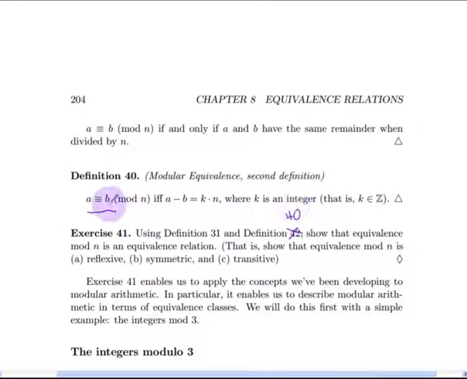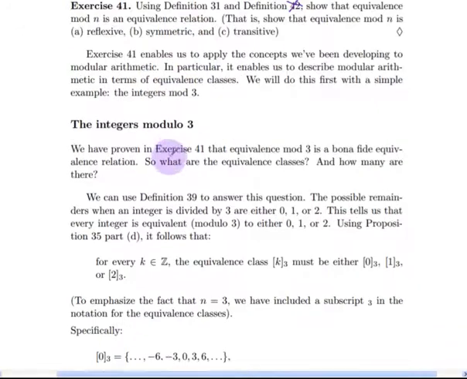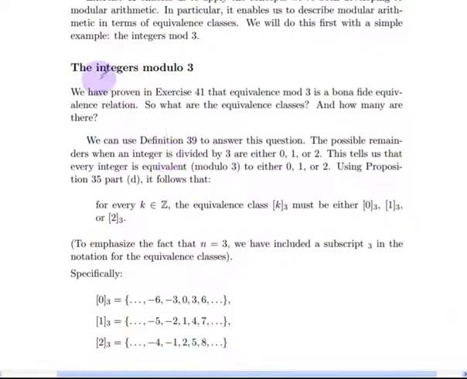All right, so we want to prove that, in fact, this is an equivalence relation. You want to show that this relation is reflexive, symmetric, and transitive. So now we can carry over some of the things we've been learning about equivalence classes. Now let's look at one specific example, the integers mod 3. So what are the equivalence classes in this case?